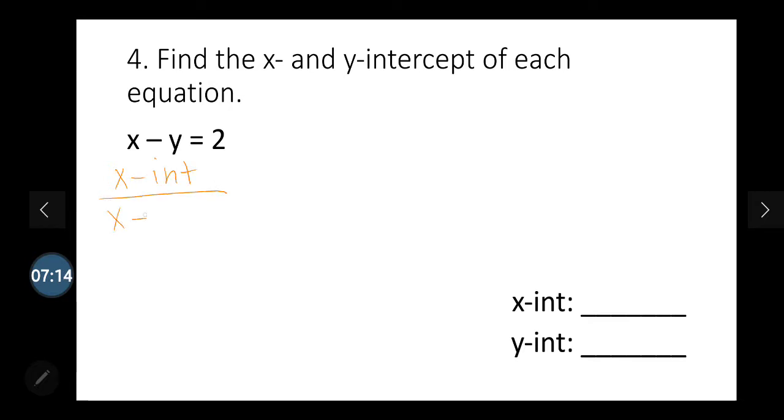So I would have x minus 0 equals 2. And x minus 0 is just x. So my ordered pair for the x-intercept, x is 2. And what did I plug in for y? 0.